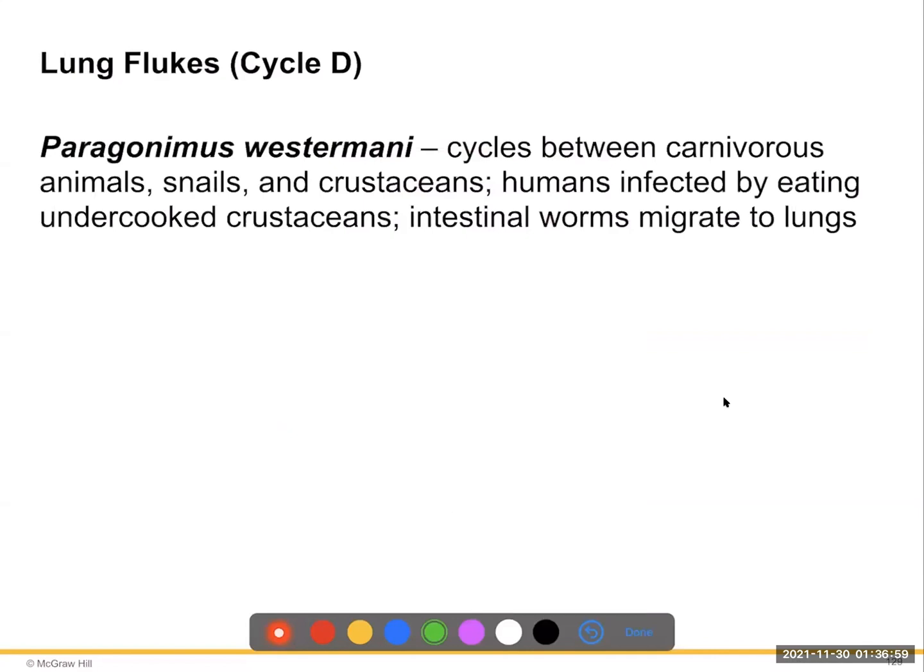Paragonimus westermani cycles between carnivorous animals, snails, and crustaceans. Humans are infected by eating undercooked shrimp or lobster. Intestinal worms then migrate into the lungs.